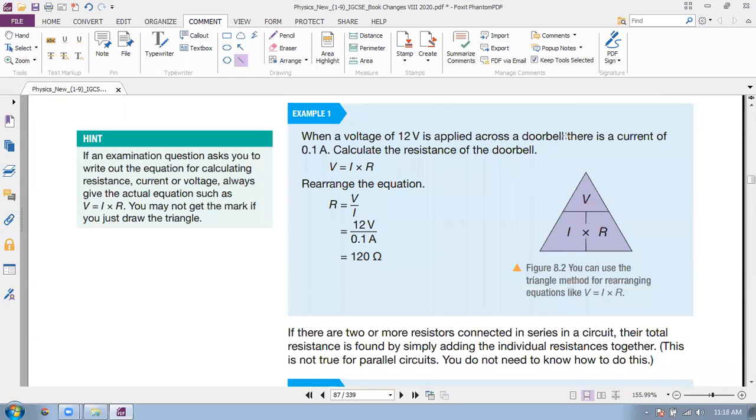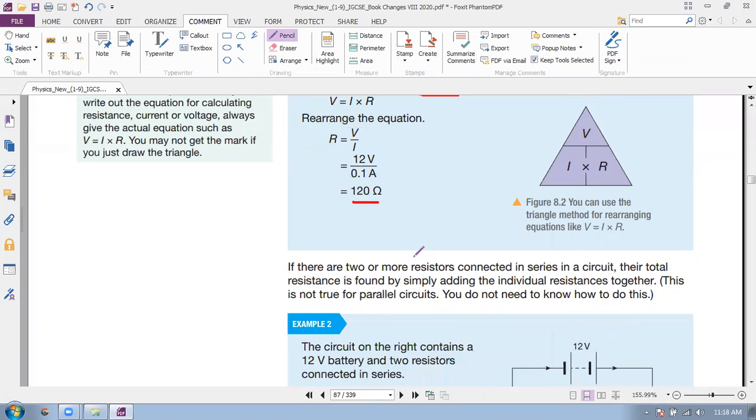Let's see, there's an example here. Example 1: a voltage of 12 volts is applied. The doorbell is connected with 0.1 ampere of current. Calculate the resistance. V equals IR, R equals V by I, 12 by 0.1, 120 ohm. It's a simple finding of resistance.